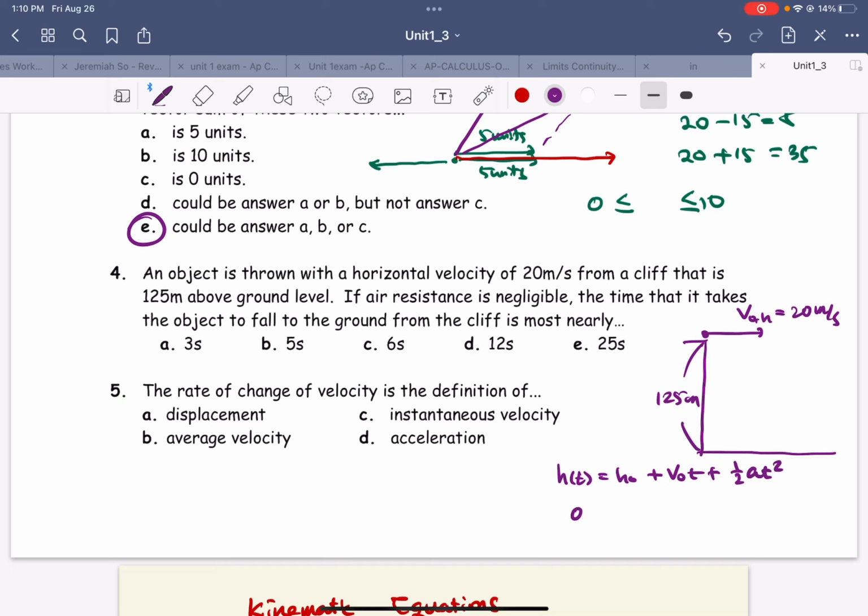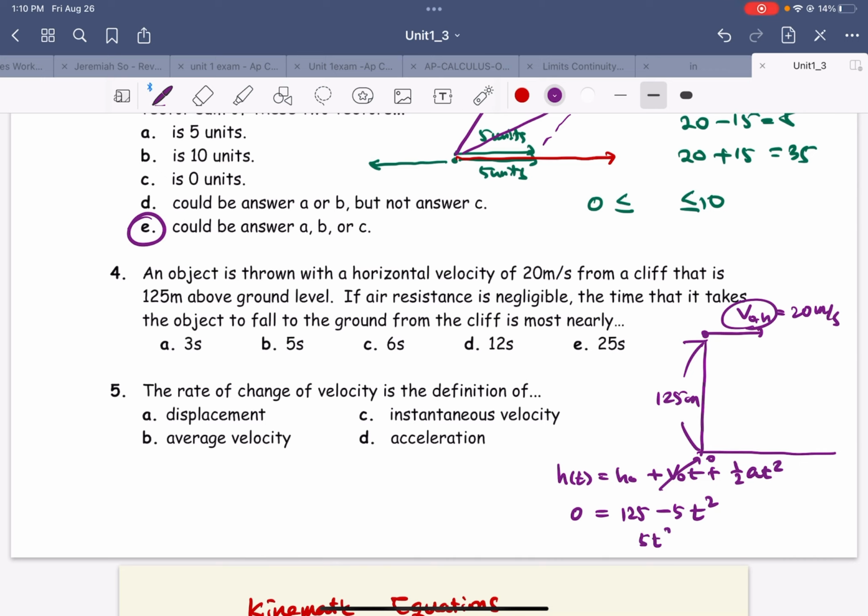So when you hit the ground, height is 0 meter, and initially 125. Initial velocity on the vertical, we have only initial velocity horizontal, but not vertical. So this component is 0. And then 1/2 times a negative 10 is a negative 5 t squared. That's my equation. So I can find out the time when it hits the ground.